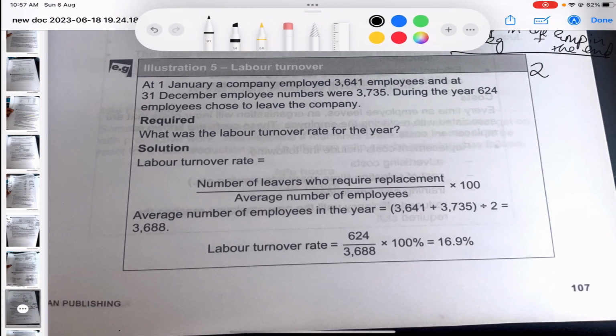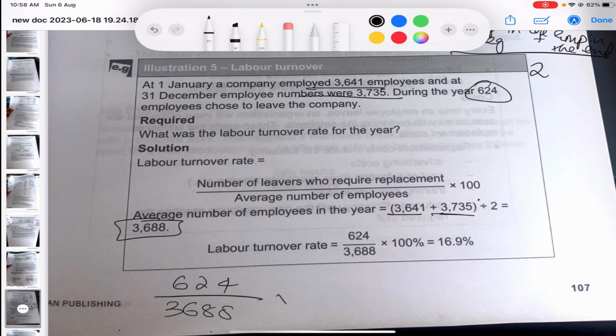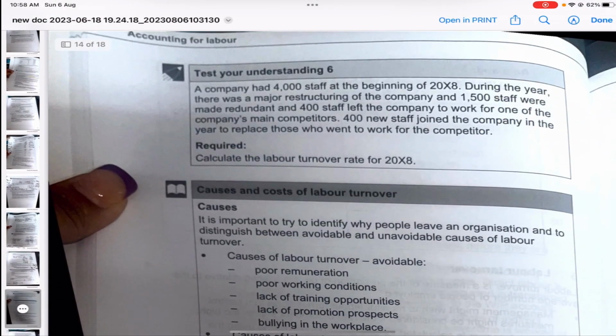At 1st January, a company employed 3641 employees and at 31st December, the employees were this much. So starting period and ending period, both the figures are given. During the year, 624 employees chose to leave the company. What was the labor turnover rate of the year? So average number of employees would be the starting plus ending divided by 2, which we already know. So labor turnover would be number of leavers, which is 624, divided by average number multiplied by 100. So this would give you 16.9%. Very simple. You just need to remember the formula.